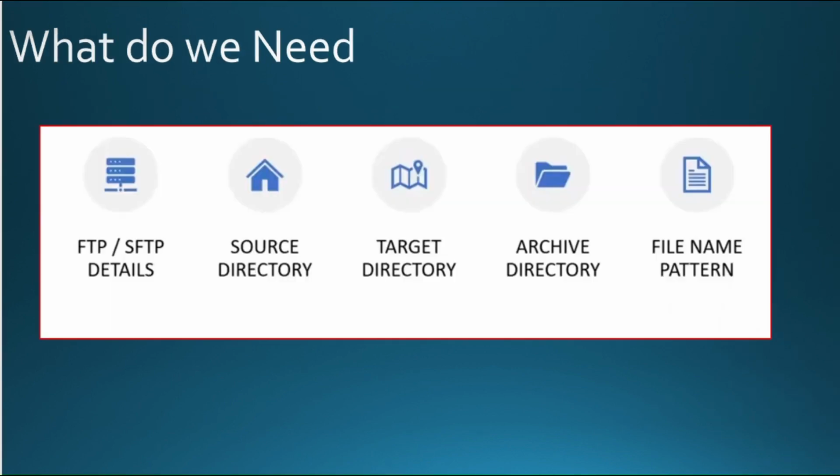Now we can discuss what we need when we want to use the FTP adapter connection. First one is the FTP or SFTP details. That means you should know the host name, username, and password. Next one is the source directory. The source directory is where the business places the file. And the target directory is where we are going to write the source file. Sometimes the business wants to archive the files. In that scenario, we need an archive directory also.